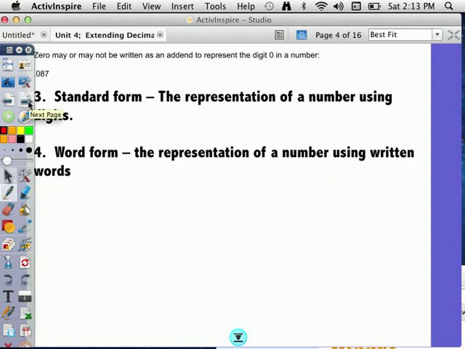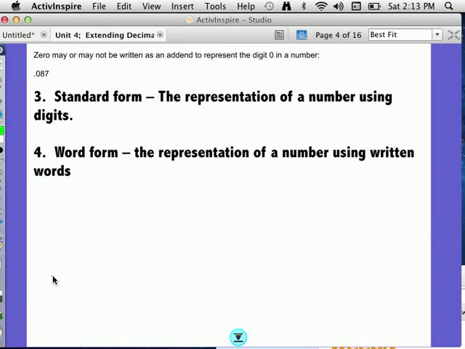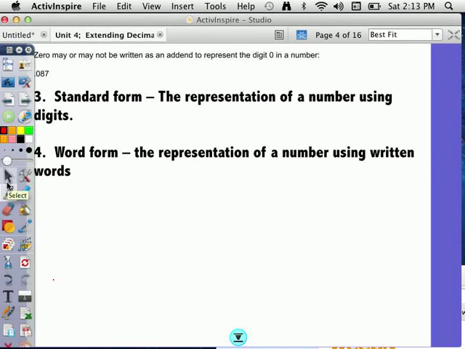They're also expected to do standard form, which is the representation of the number using the digits itself. So it's just basically the number written out as it is. Exactly. In word form, it's just writing the number in written words. So exactly how you say that number, that's how you would write it. And those would be the different forms of representation for that number.